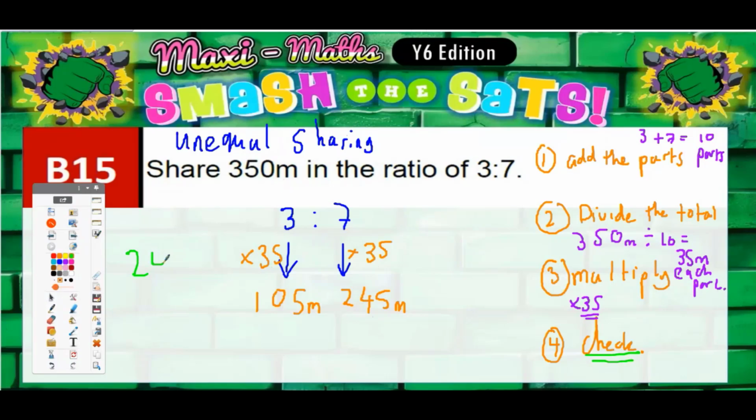So does 245 add 105 equal what we started with? 5 add 5 is 10, 4 add nothing and 1 is 5, 2 and 1 is 3. So yes, it does. It adds up to what we started with. Therefore, these two answers are the correct answers.